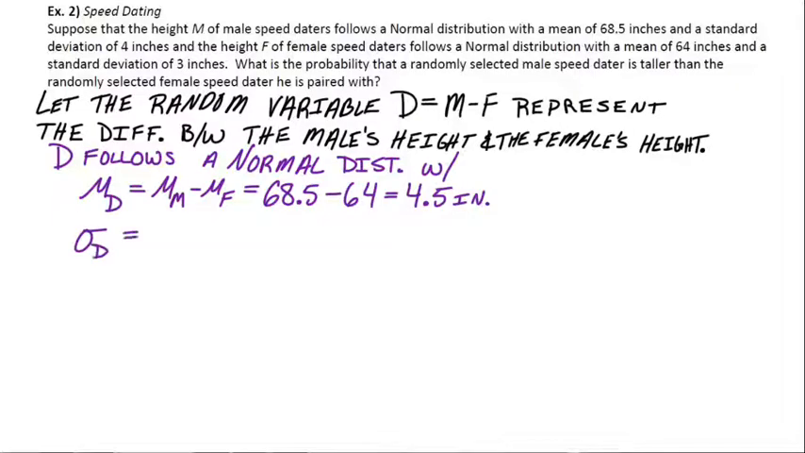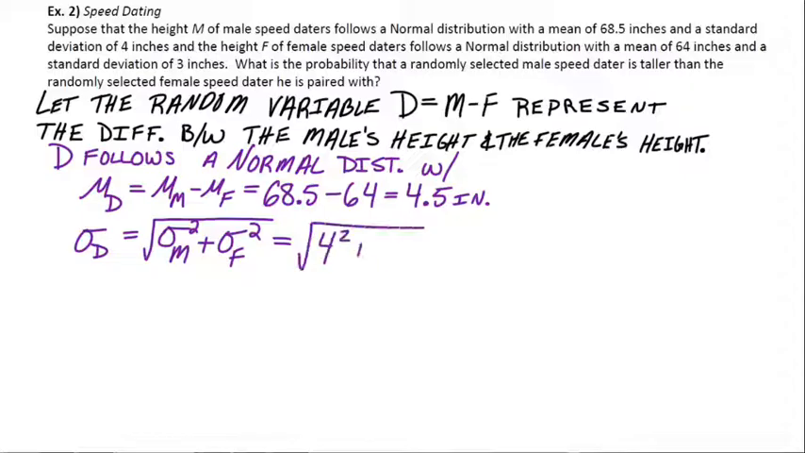The standard deviation, you won't be fooled in this case. You know that when we're combining two random variables, we're actually creating more variability, so we still need to take the standard deviations from the males and the females, square them, add them up, and take the square root, just like the Pythagorean theorem. So in this case, that's 4 squared plus 3 squared, which gives us the square root of 25, which is 5 inches for our standard deviation.